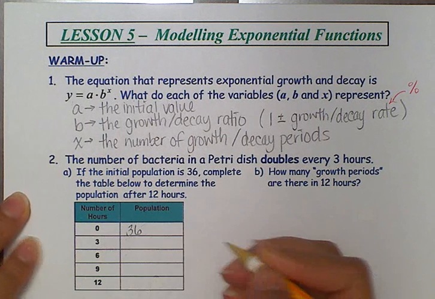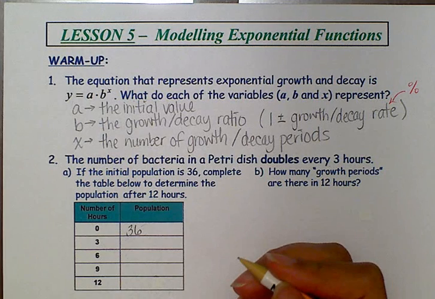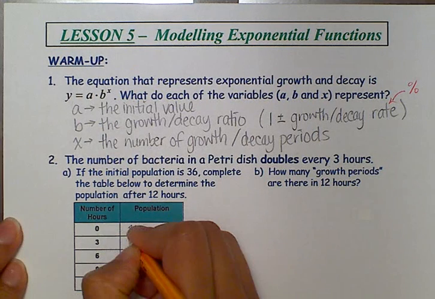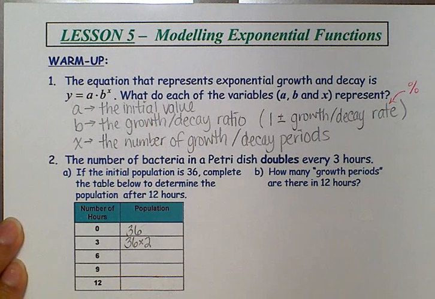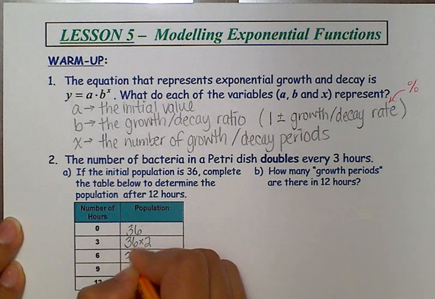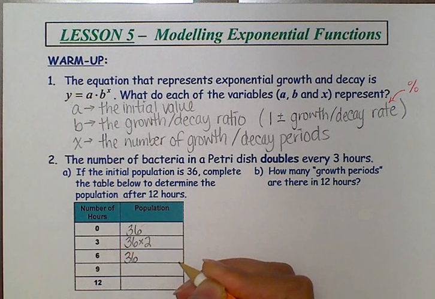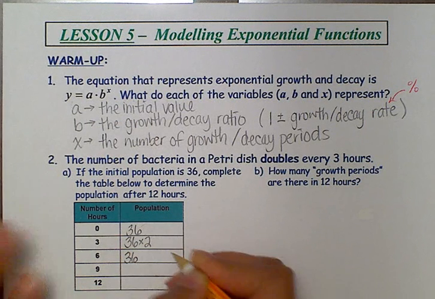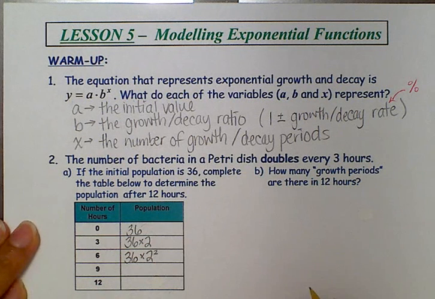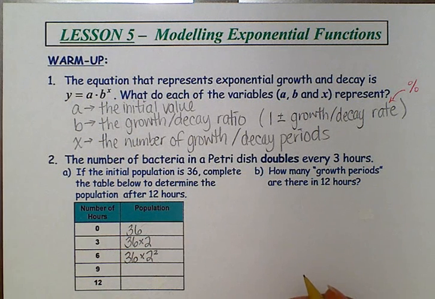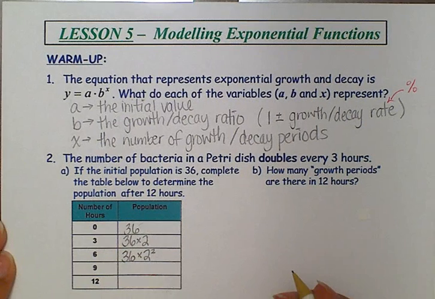And so in 3 hours, I know that this quantity is going to double. So I'm going to take this quantity and multiply it by 2. And in 3 hours again, it's going to double again. So I'm going to have 36 times 2 and then times 2 again, which I'm going to simplify and write as 2 squared. Okay, so 2 times 2 is the same thing as 2 squared. The reason I'm doing that is because I know there's going to be a pattern that comes up and I want you to see if you can develop the pattern.